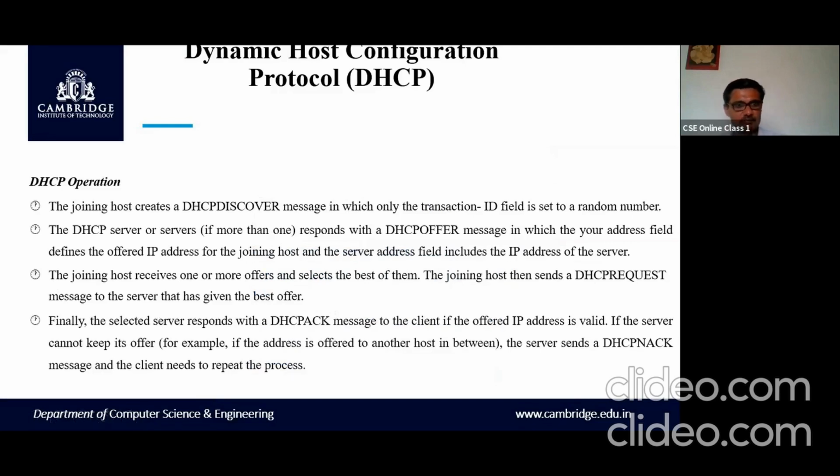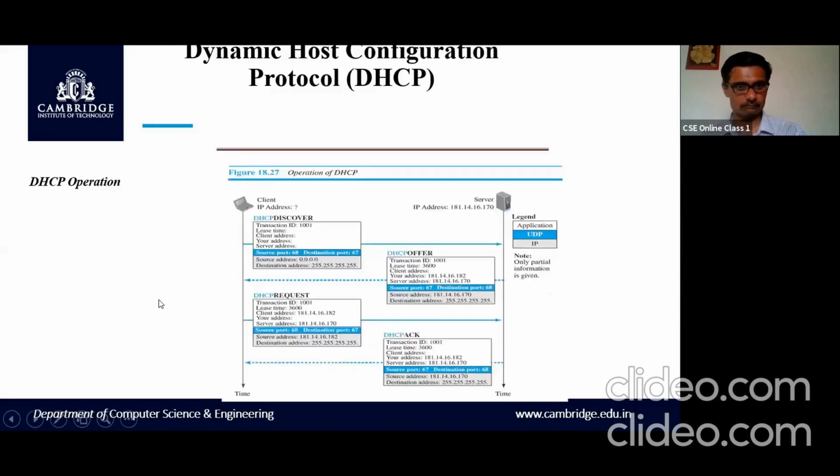After receiving the message, the joining host receives one or more offers and selects the best of them. That means the joining host sends a DHCP request message to the server that has given the best offer. That is, a host may get multiple offers from different servers, but the host will select the best of them depending on its requirement. Then it sends a DHCP request message to that server. See, here it is done.